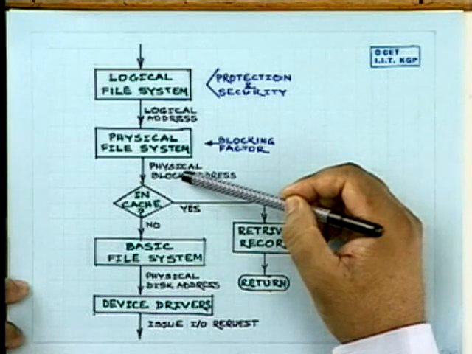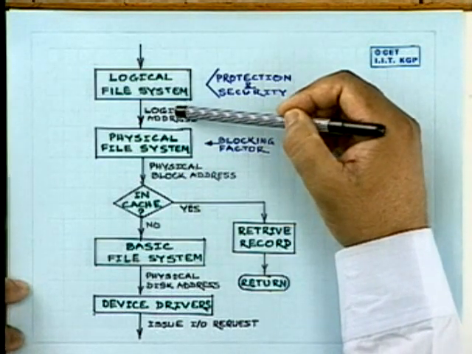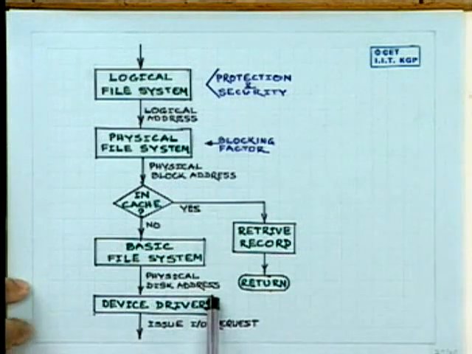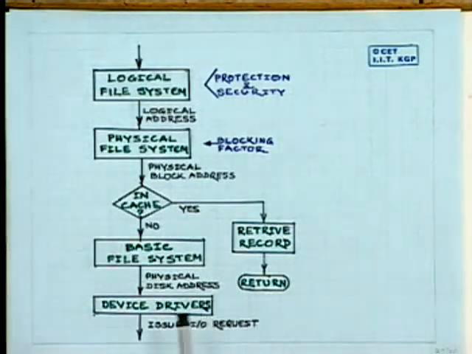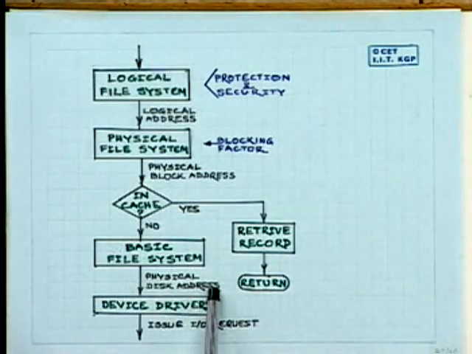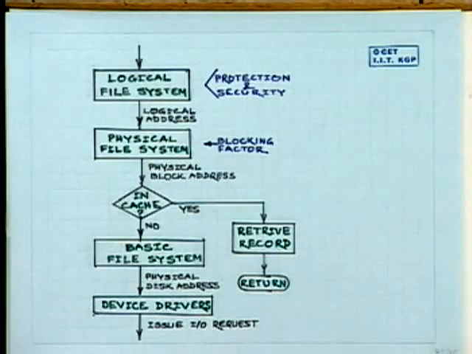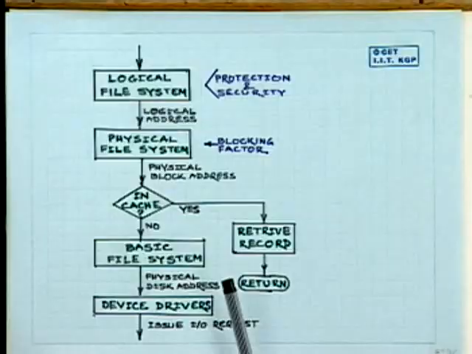And therefore that unique number can be mapped into a surface, a track, and a sector number. That is exactly what is done when a physical block address is found where that logical record is, and that is mapped into the physical disk address. By physical disk address, we mean the surface, track, and the sector address. That is the basic file system I/O operation that has been shown by means of this diagram.